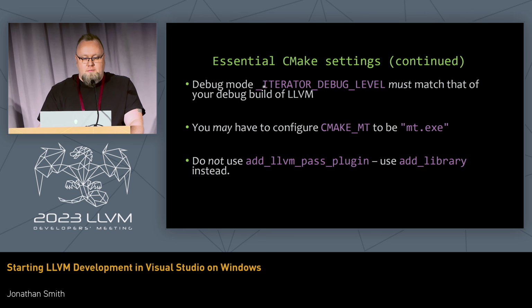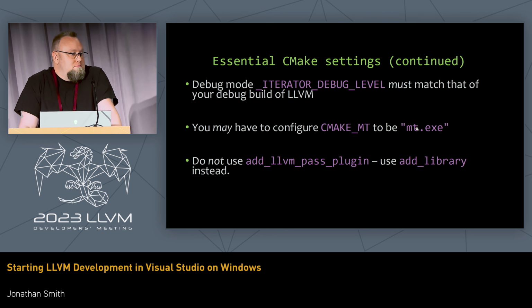As I said before, if you turn off iterator debugging or change the level of it, that has to match in your plugin project. CMake MT, this has always been an issue. It likes to use LLVM MT, and there are issues with that. I don't know if they've been fixed where it complains about libxml2. No, it hasn't been fixed. Okay, it's still a problem.